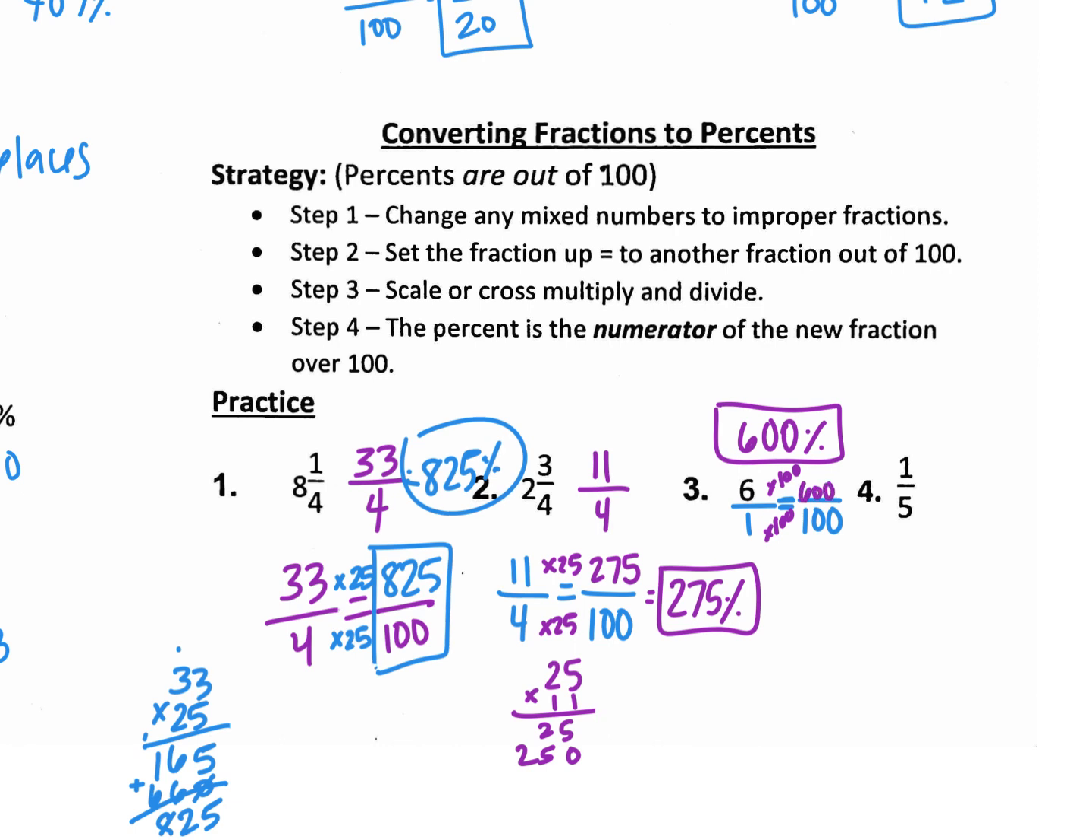The last one is 1/5. So I just get to set it up straight out of 100. What do I multiply 5 by to get 100?